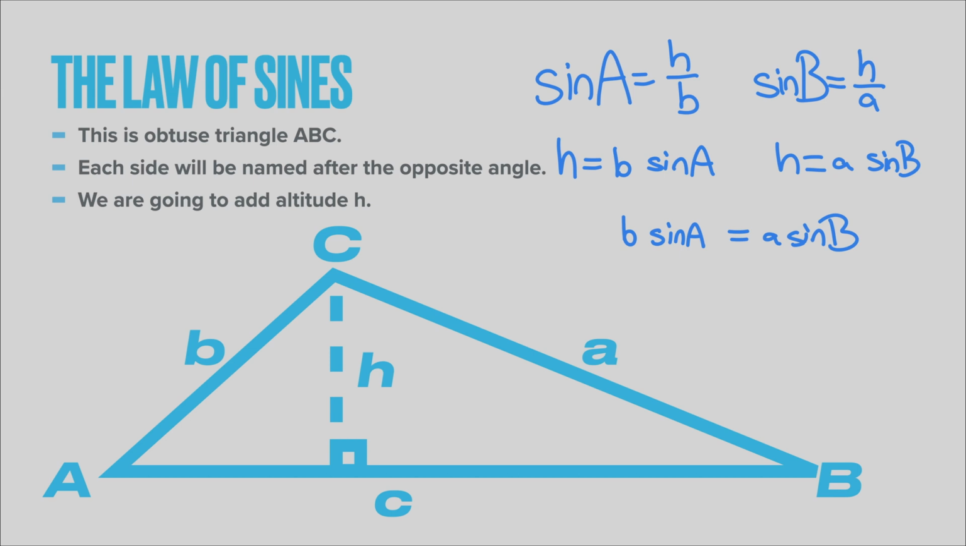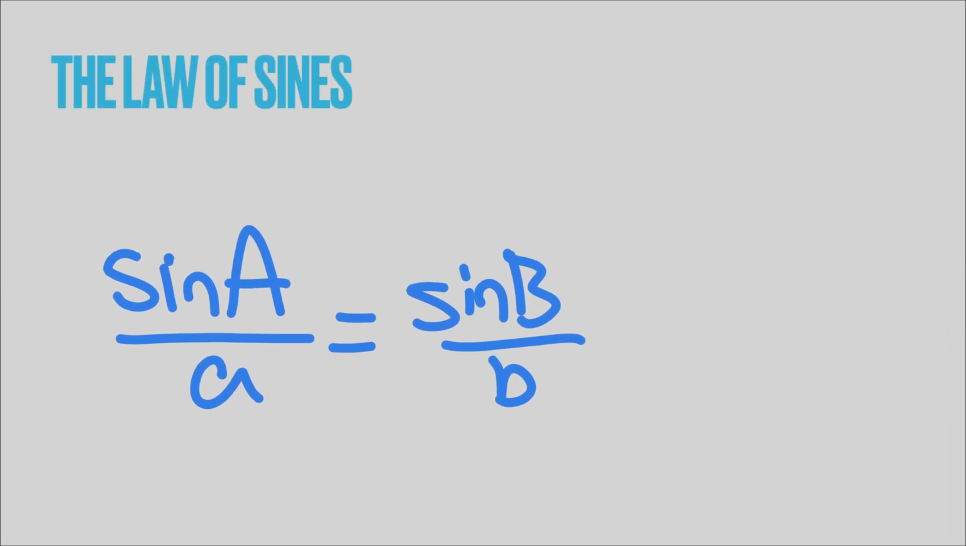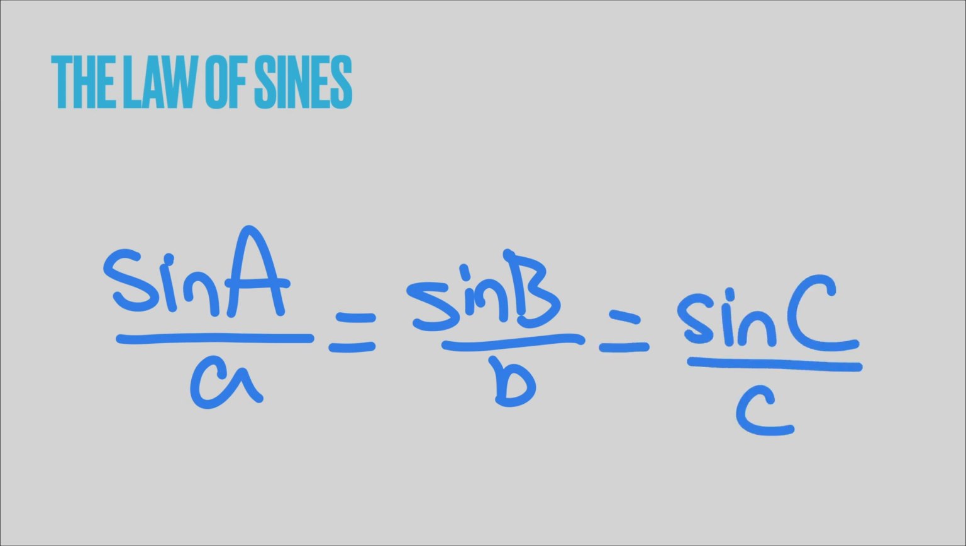Now, I want to get things a little bit differently. So if I wanted to take out the B on the sine of A side, I would divide by B. If I wanted to take out the A on the sine of B side, I would divide by A. Meaning, the sine of A over A is equal to the sine of B over B. And that gets us to the actual law of sines. The sine of A over A is equal to the sine of B over B is equal to the sine of C over C.